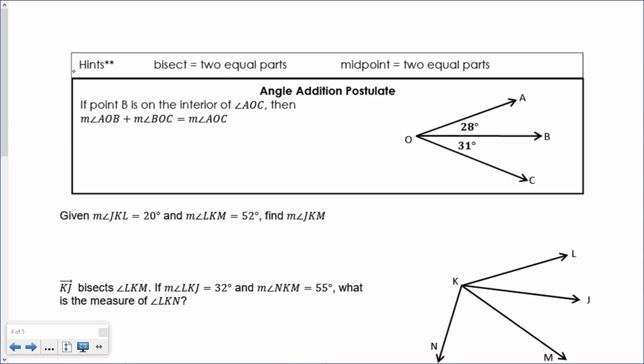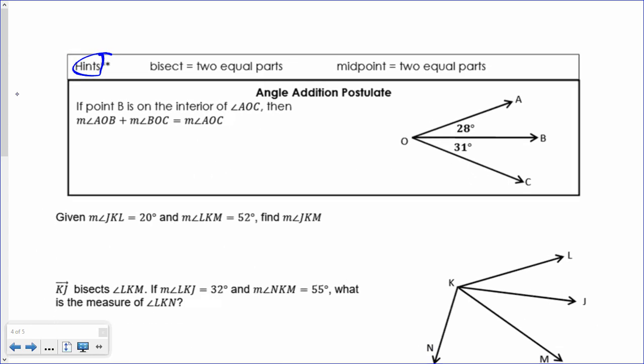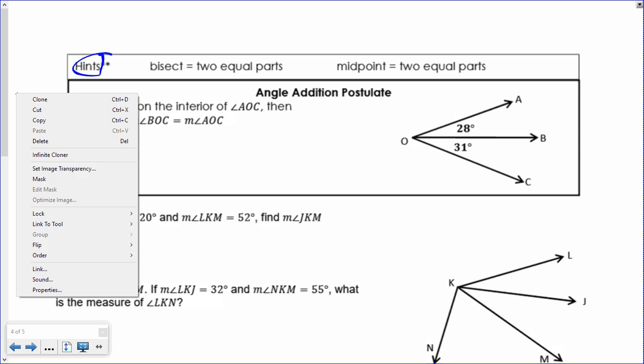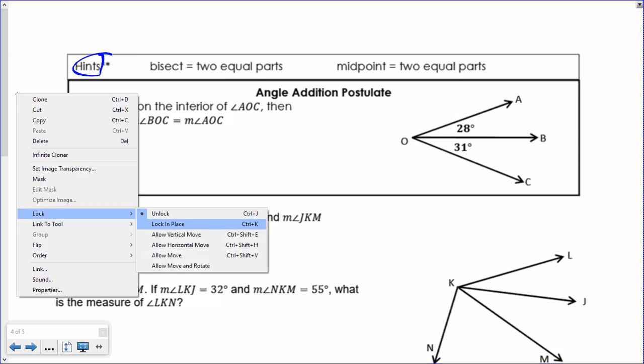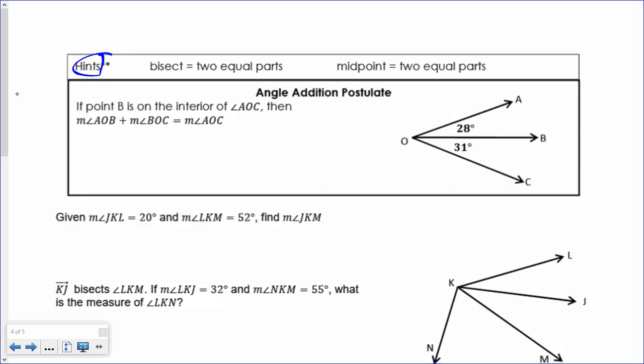All right, so I made a little note here for you guys. If you see bisect, that means you have two equal parts. And if you see midpoint, that also means you have two equal parts. So make sure you're looking for those words in the directions, because that'll give you a hint that you're going to need to have congruent parts in there.